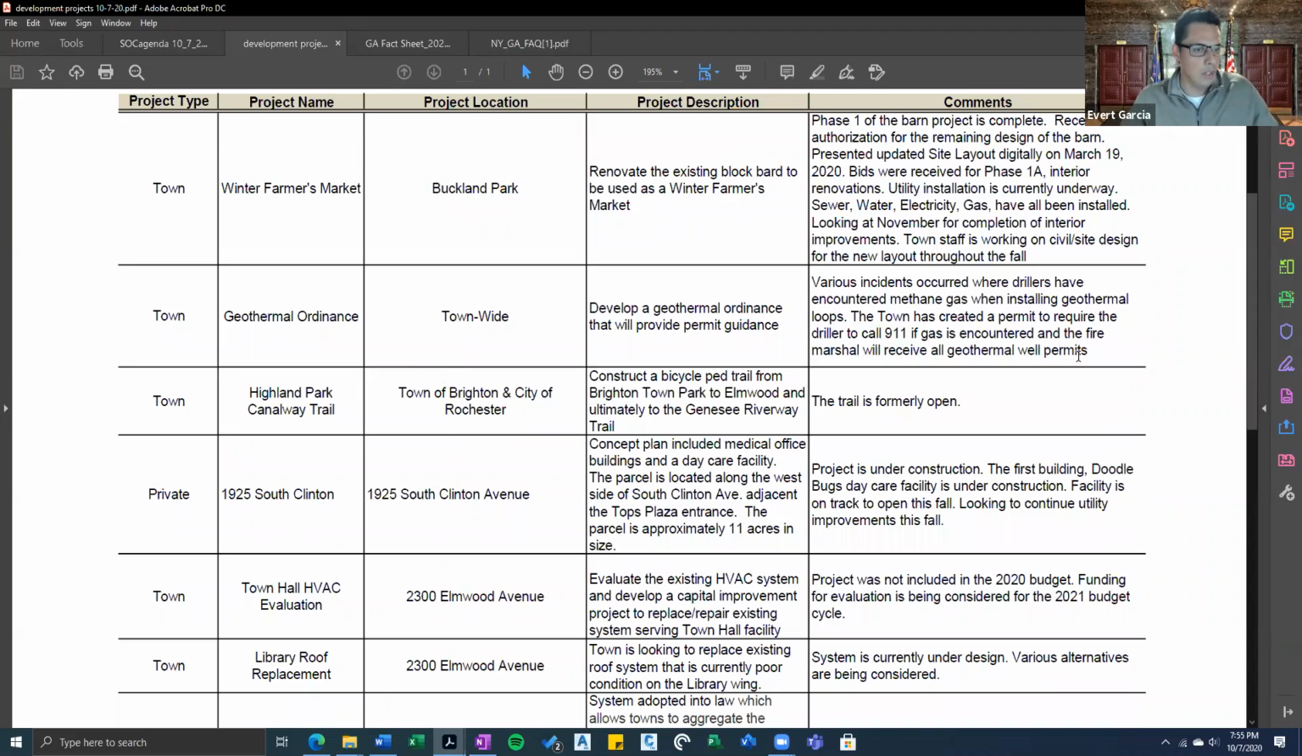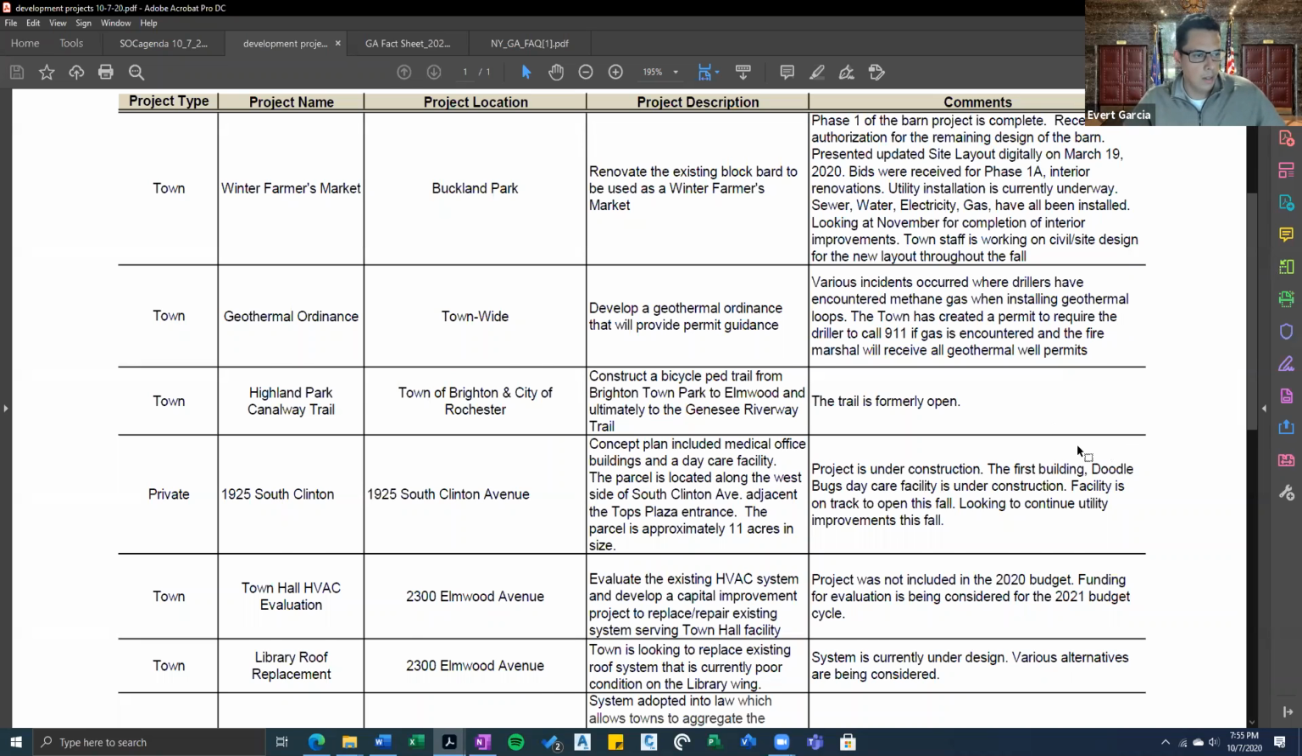The only update I have on geothermal ordinance is that we actually did have a methane gas pocket that was hit recently on a geothermal installation, and our process worked in the sense that we had contact information, emergency services were contacted, and everybody knew what was going on, and so there wasn't this chaos that used to occur when we didn't have folks pull permits.